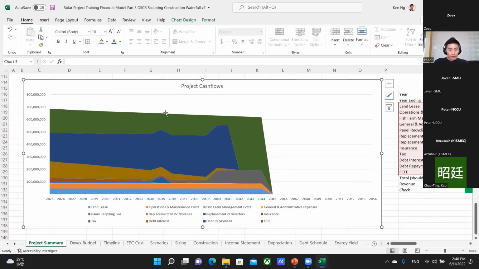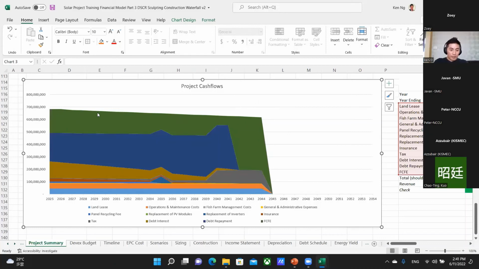The outline of this chart is your project revenue, which makes sense because your project revenue is your FIT multiplied by your energy output. Your FIT is fixed for the next 20 years in NTD per kilowatt hour, but your output is degrading at 0.5% every year. So as you can see, your revenue is basically decreasing over the next 20 years. So that makes sense. So this is a good way to sanity check the model as well, right?